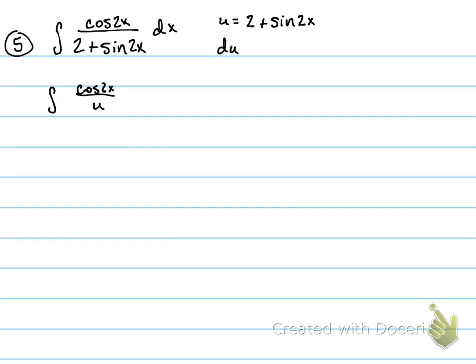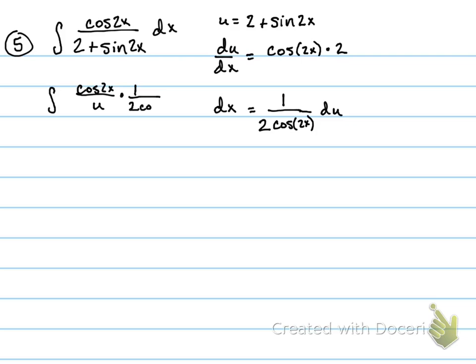Now let me take du dx, because that's what we always do when we look at our u values. All right, so 2, that goes away. The sine of 2x is the cosine of 2x times the inside, which is just 2. So really dx is equal to 1 over 2 cosine 2x, and then that is in terms of du. Okay, so that helps me out. We got 1 over 2 cosine 2x du.